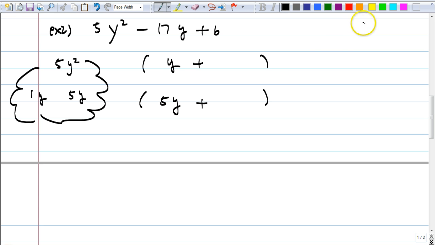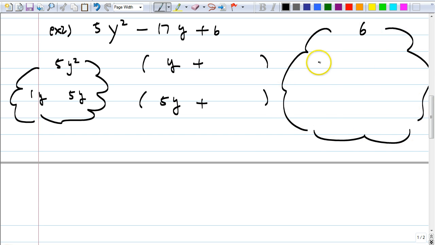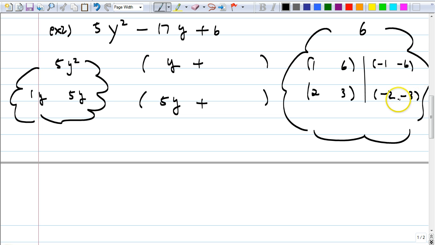Plus plus. And how many ways are there to get 6? 2. Okay, 1 and 6. What else? 2 and 3. But you gotta remember to try what? Negative 1, negative 6, negative 2, negative 3. Does that make sense? So, am I going to try 4 different ways, or am I really trying 8 different ways? 8, because I have to try the other order, right? Okay, so what goes in here?